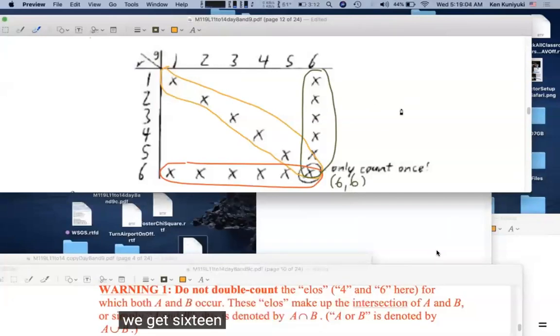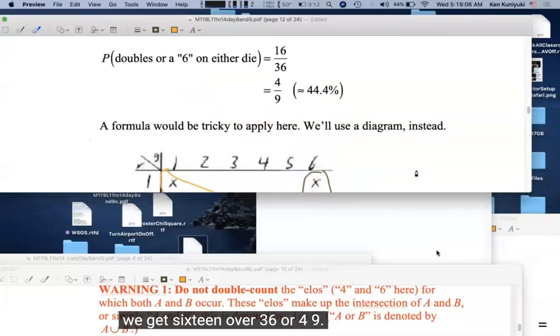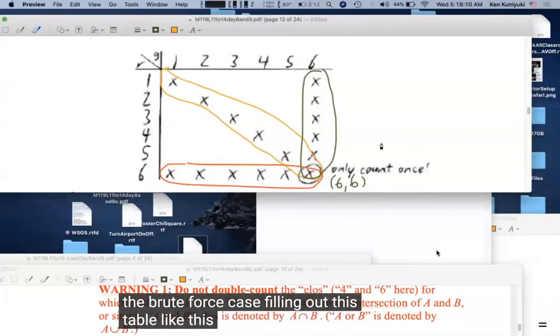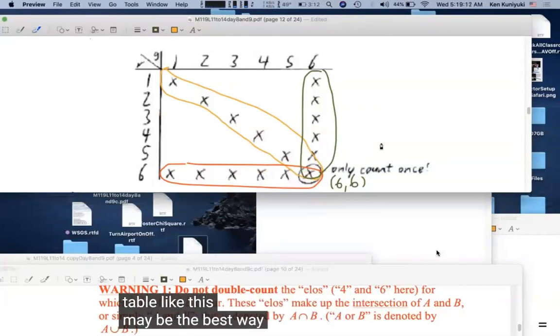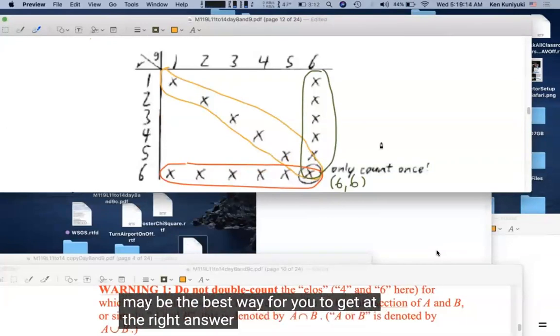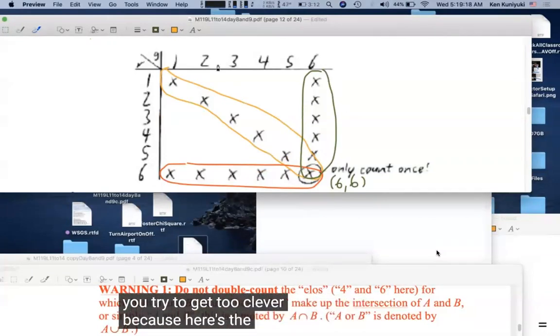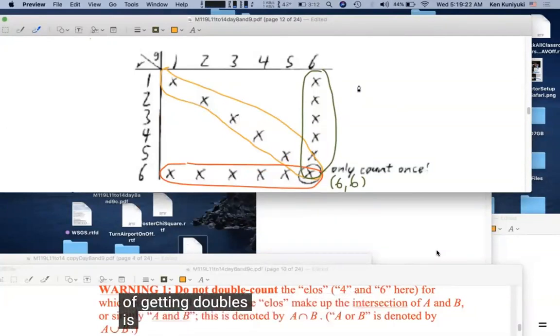We get 16 over 36, or 4/9. The brute force case, filling out this table like this, may be the best way for you to get at the right answer. If anything, you might be in danger if you try to get too clever. Because here's the deal. The probability of getting doubles is 1/6, or 6 over 36.